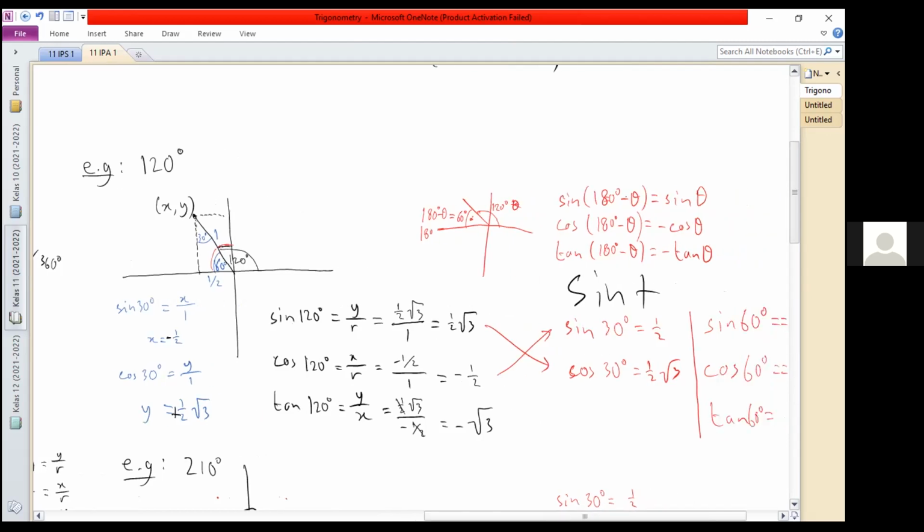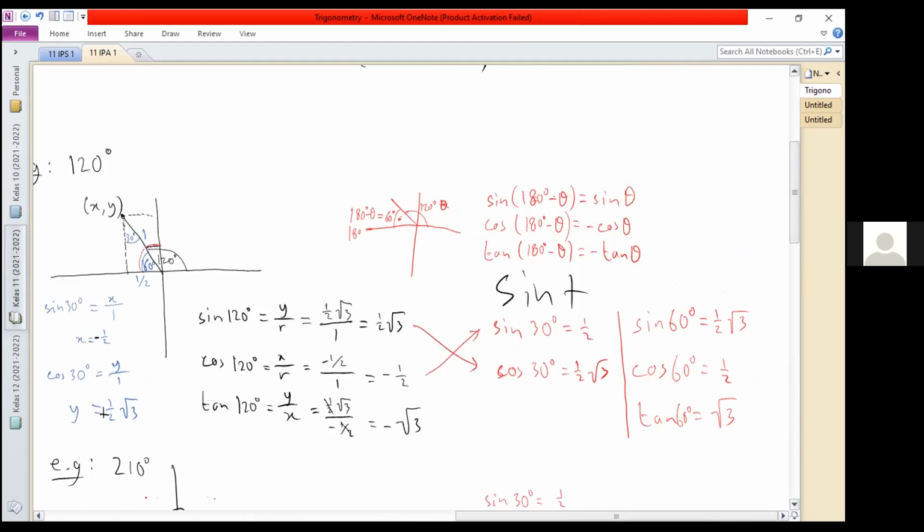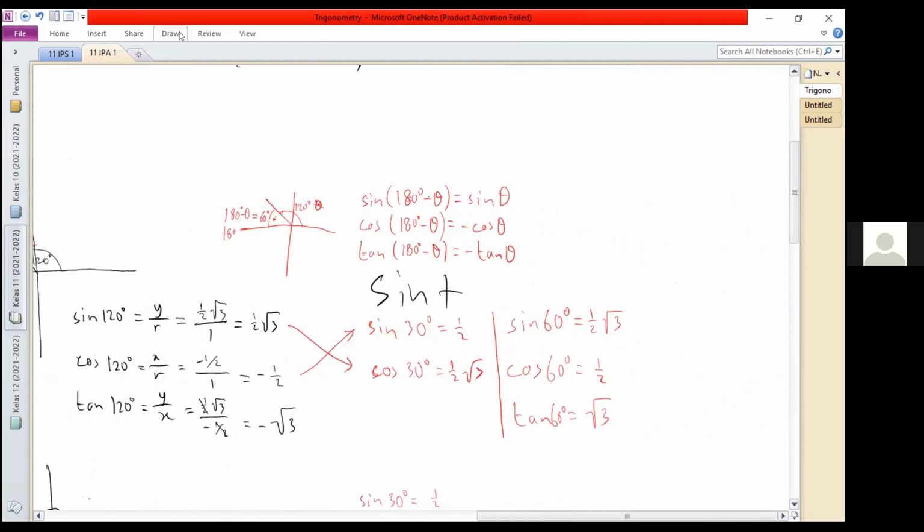So in this case, we can write it down like this. For example, 120 degrees is 90 plus 30.